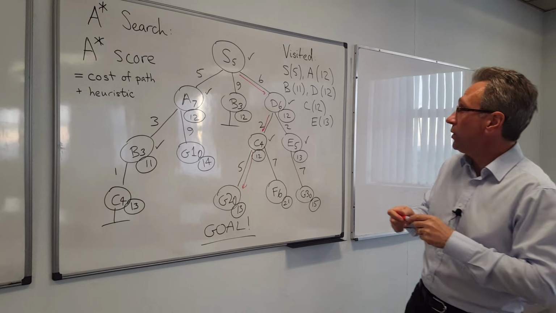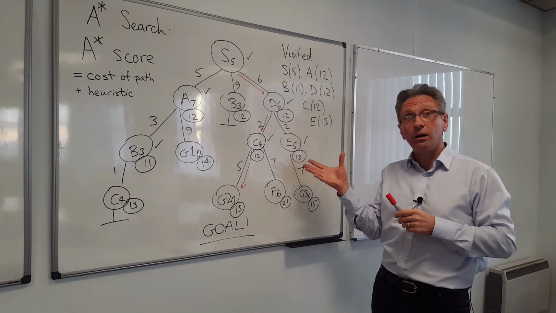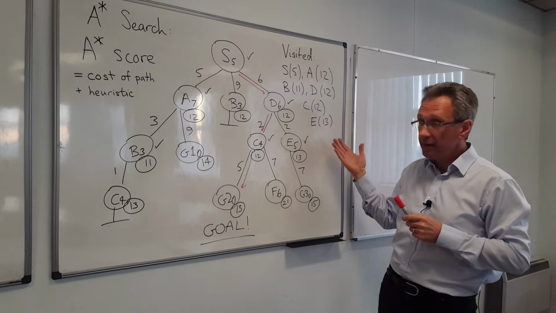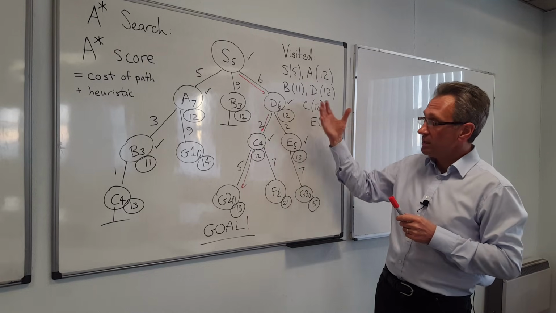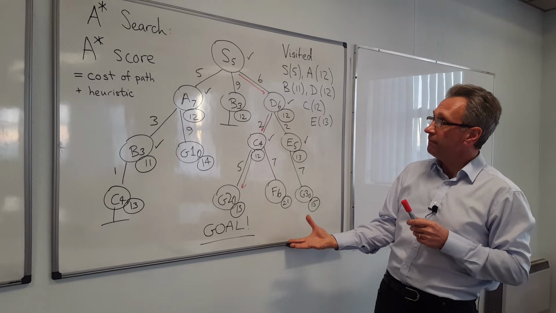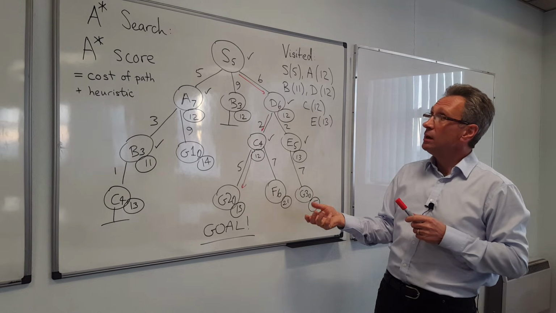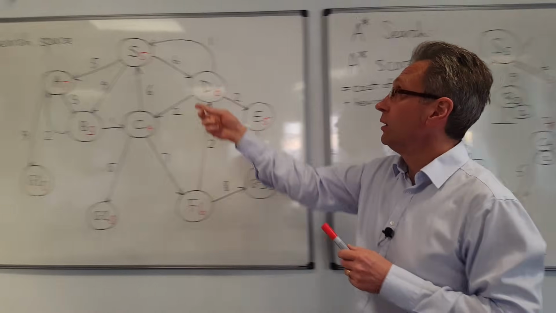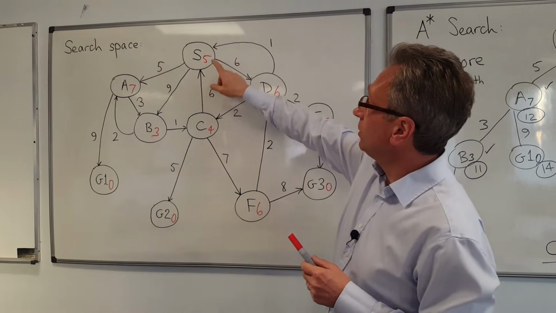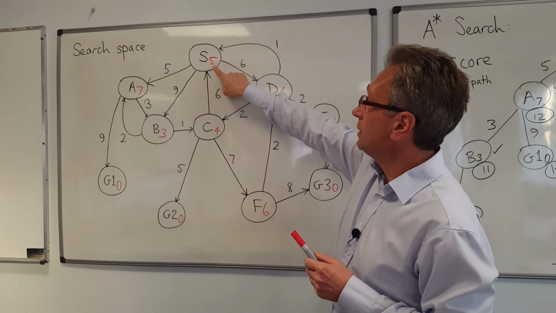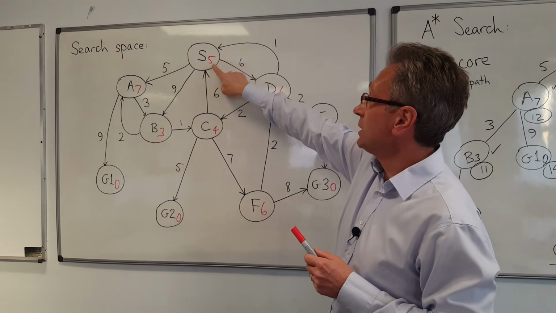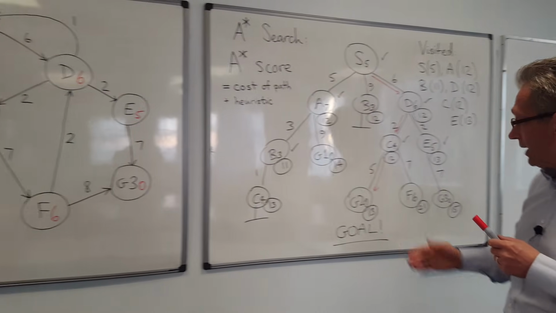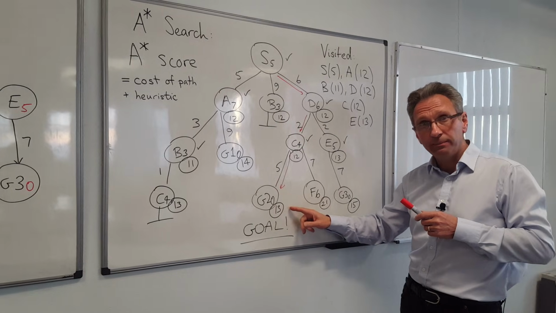What we noticed was that the A star algorithm here has done a fair amount of work. It's visited a fair number of nodes and it's expanded quite a lot of the tree. The reason for this is that the heuristic measure that we used in the search space wasn't very accurate. So for example, the heuristic is estimating that it costs 5 to get from S to a goal state, and we now know that the actual cost is 13.